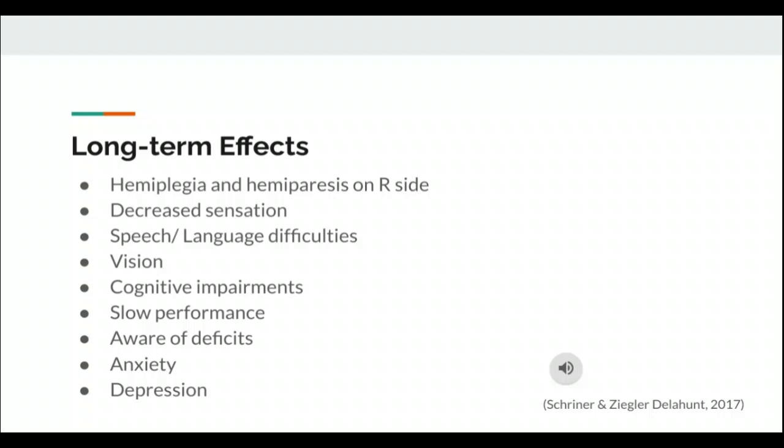The larger the CVA, the more cognitive impairments a client may present with. Clients are slow with their performance. They're aware of the deficits that they have after their CVA, so they understand what they can and can't do. They may also present with long-term effects of anxiety and depression. Again, no CVA is the same.